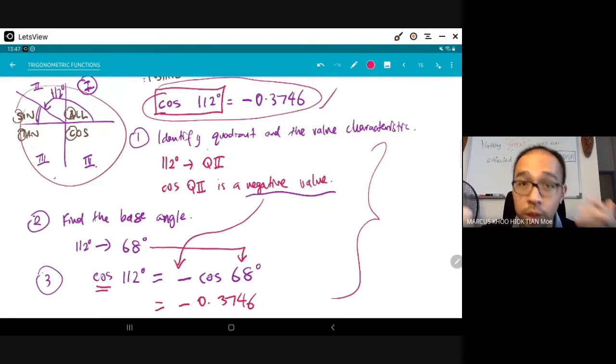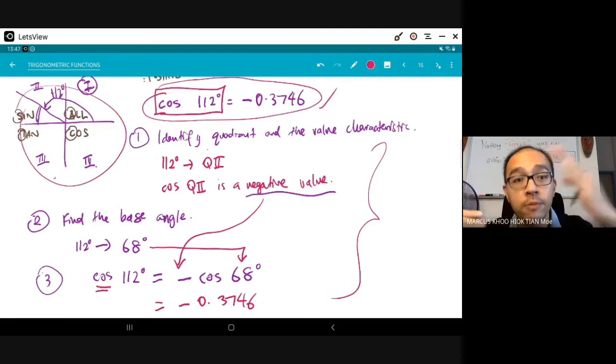Always find the base angle. We did that the first class. Doesn't matter whether it's a positive angle or negative angle, we always find the base angle from the zero. Then thirdly, combine both together.